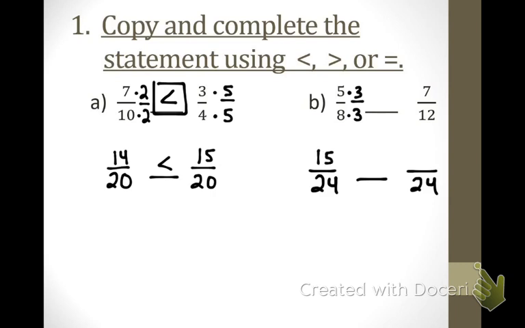15/24ths. So now let's go ahead. This 12, we've got to turn it into a 24. 12 times what number equals 24? Times 2. All right, if I multiply by 2 on the bottom, I've got to multiply by 2 on the top, which means my new fraction now is what?